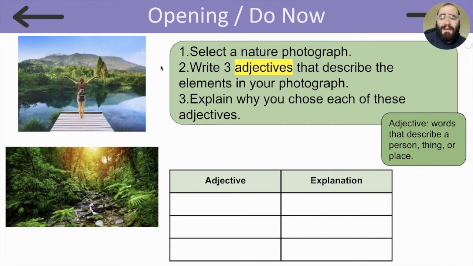And I want you to write down 3 adjectives that describe the elements in the photograph. And remember, adjectives are words that describe a person, thing, or a place. So 3 words that describe what you see. And then I want you to explain why you chose each of these adjectives. So take a moment to do so now.